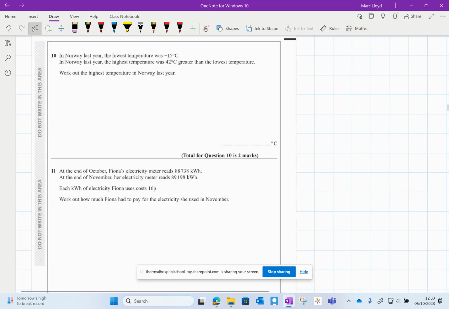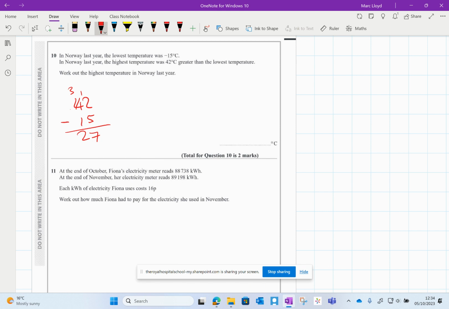Okay, so in Norway last year, the lowest temperature was 15 degrees. In Norway last year, the highest temperature was 42. Work out the highest temperature in Norway. It's 42 degrees greater than. Okay, so 42 take away 15, 3, and then 1 there. And then 12 take away 5 is 7. That's 27.